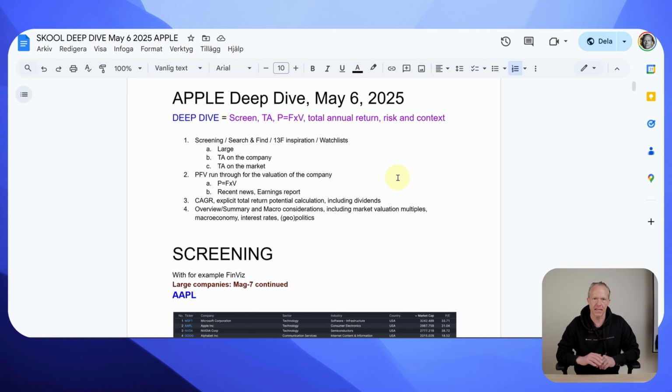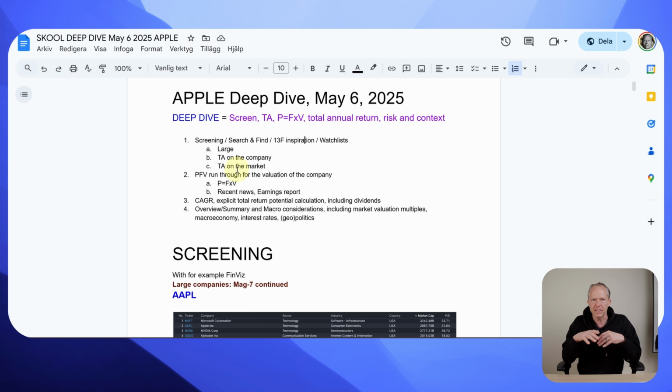I'm Karl-Mikael Syding. Today we're doing a deep dive into Apple. And remember, a deep dive consists of a couple of permanent points. So we always start with finding a stock, the screening for stocks in a vast universe of potential stocks.